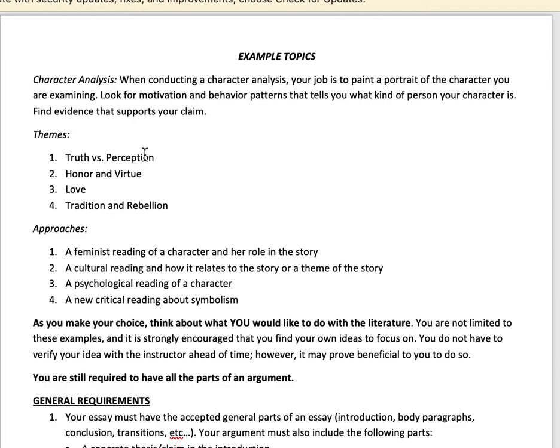If you look at themes, you could do things like the importance of love. Say that's a broad topic, but the importance of love in a relationship. Or you could look at the idea of tradition versus rebellion, and why adhering to tradition is actually very damaging. Or you could look at things like honor or virtue or truth, and the fact that truth can be subjective, and maybe there is no such thing as truth. Maybe that's what you want to argue, or that truth is shaped by perception.